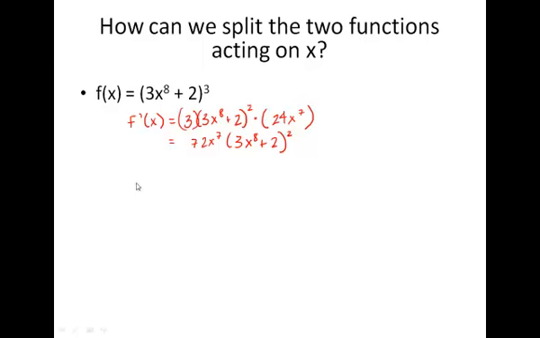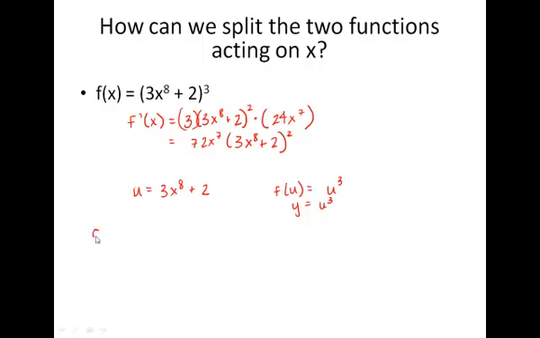So I'm going to name my inner function u. It's u equals 3x to the 8th plus 2. Then my overall function, f of u, is just u cubed. If you wanted to, we could write this as y equals u cubed, same thing.